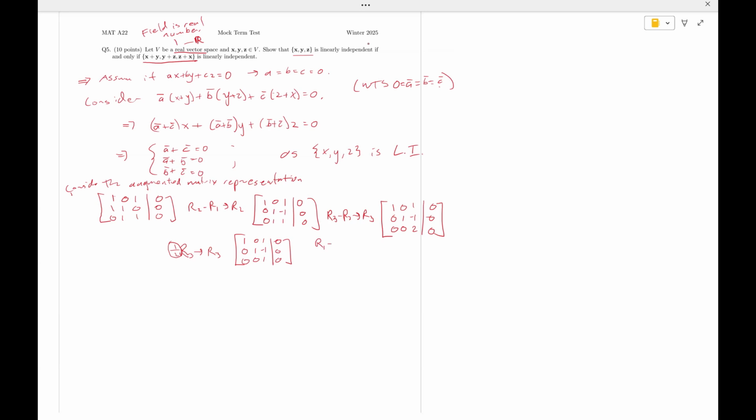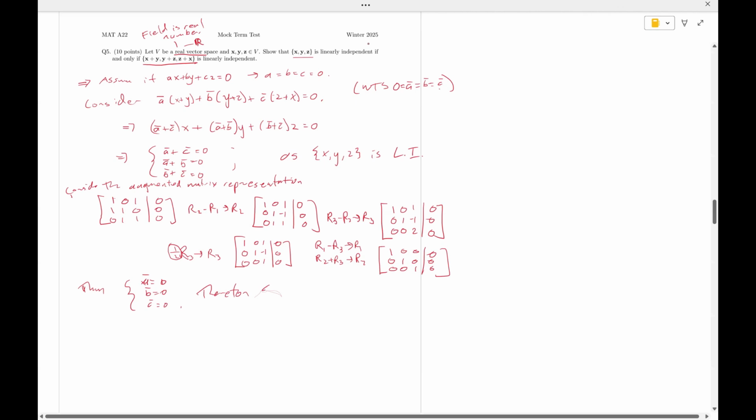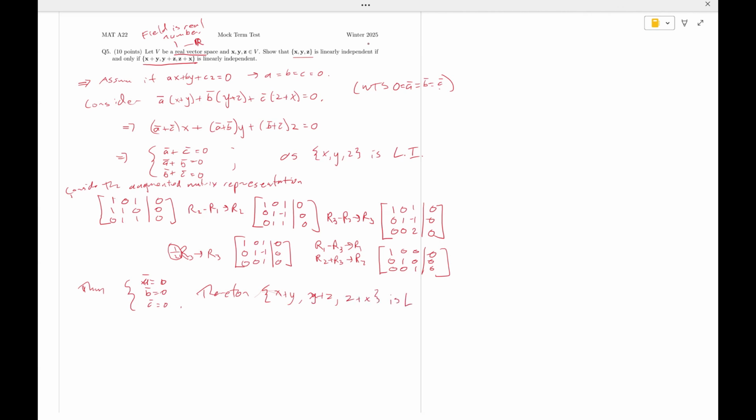And now R1 minus R3 replaces R1. R2 plus R3 replaces R2. And this gives me 1, 0, 0, 0, 0, 1, 0, 0, 0, 0, 1, 0, which means that a bar equals 0, b bar equals 0, c bar equals 0. And therefore, the set x plus y, y plus z, z plus x is linearly independent.